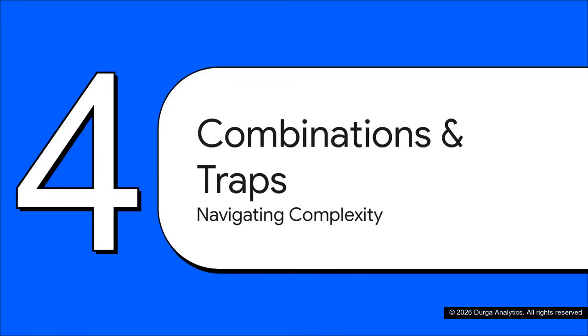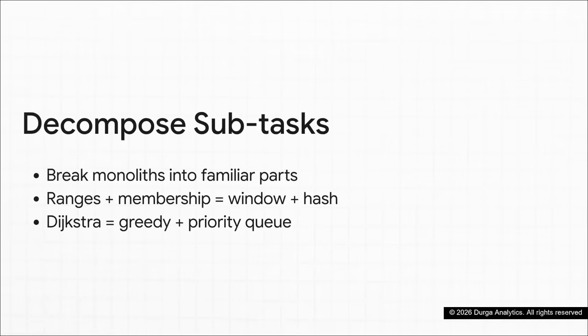Section 4. Combining techniques and traps. Navigating the real complexity. So, what happens when a problem is just too complex for a single technique? Well, hard, novel puzzles are usually just known tools combined together. You need to decompose them into subtasks. For example, processing contiguous ranges requires a sliding window, right? But simultaneously checking membership super fast inside that window requires a hash table. We actually already saw this in Chapter 37 with Dijkstra's algorithm, which combines a greedy strategy with a priority queue. You just have to break the monolith down into manageable parts.